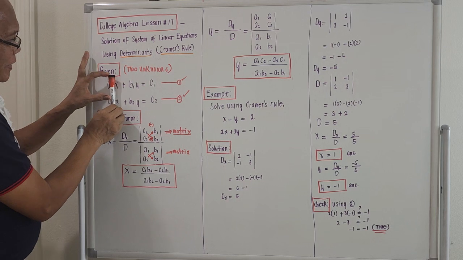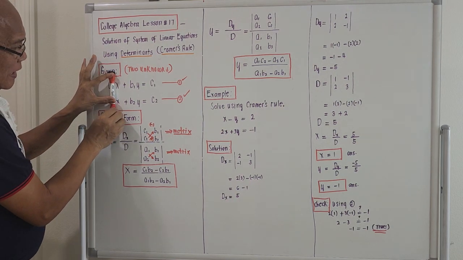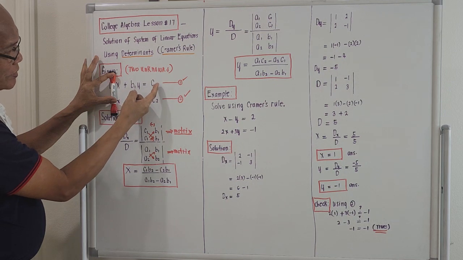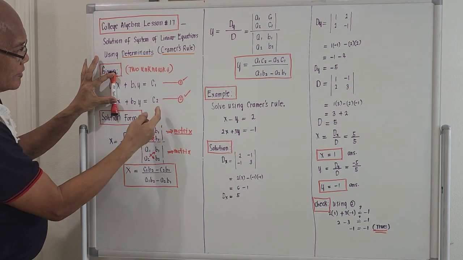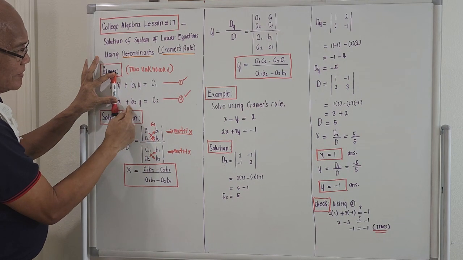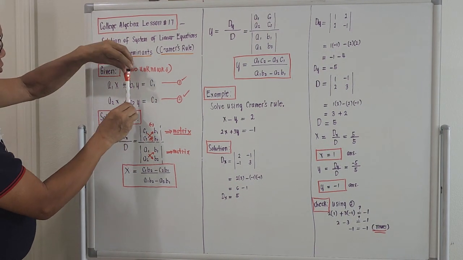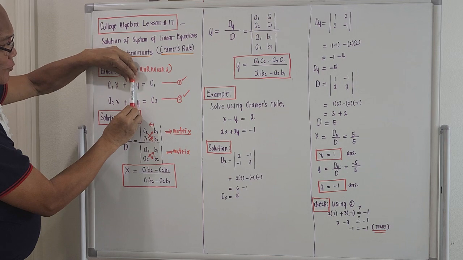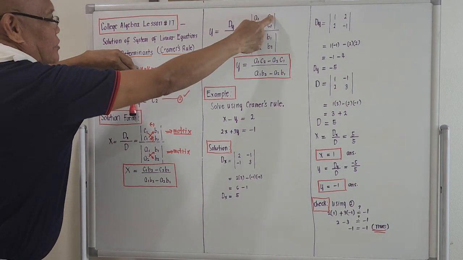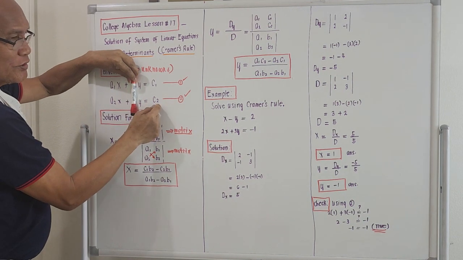If we are solving for x, how we place the elements inside it will be, you start with this, C1, B1, then C2, B2, okay? If you are solving for y, it will be a different one, okay? It will be A1, C1, that's A1, C1, that's A2, C2.